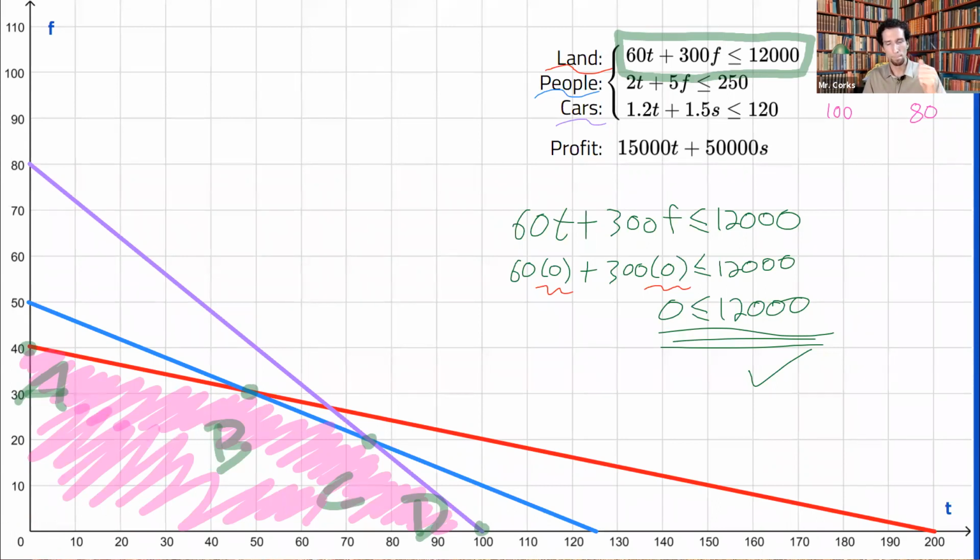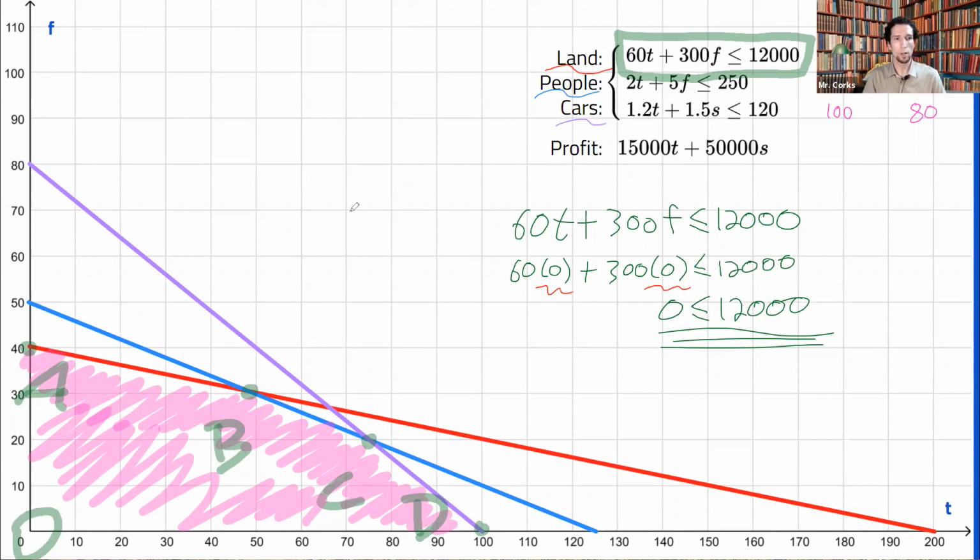But if the statement was false, then we will shade the other side, right? That is correct. The boundary is not included. So if this statement were false, if it were 0 is greater than or equal to 12,000, if it's a false statement, then that would mean the point that we tested, in this case 0, 0, that point and everything else on the same side must not be included, and therefore it must be the other side.